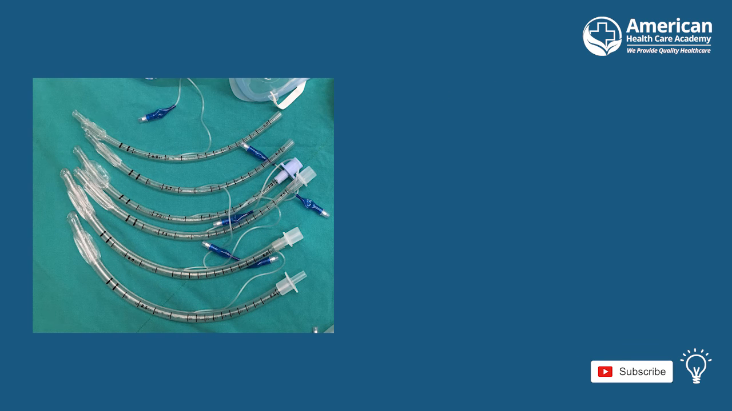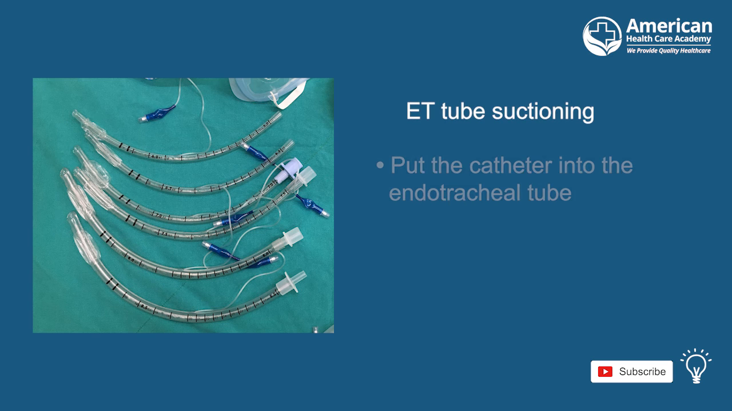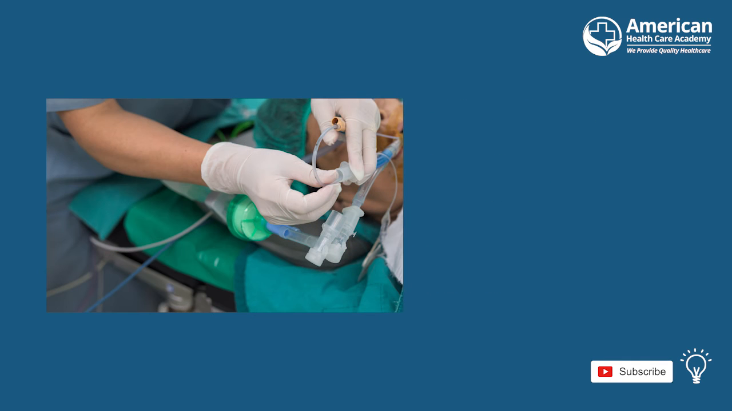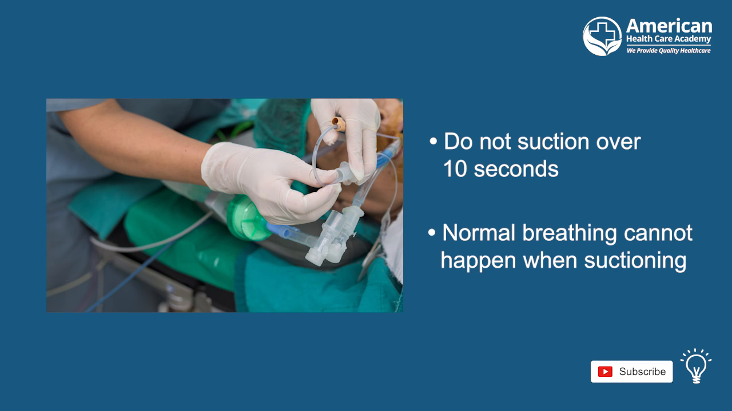When endotracheal, or ET, tube suctioning, put the catheter into the ET tube and make sure not to extend beyond the ET tube. Each suction should be no more than 10 seconds, keeping in mind that the patient will not get oxygen during the suction.